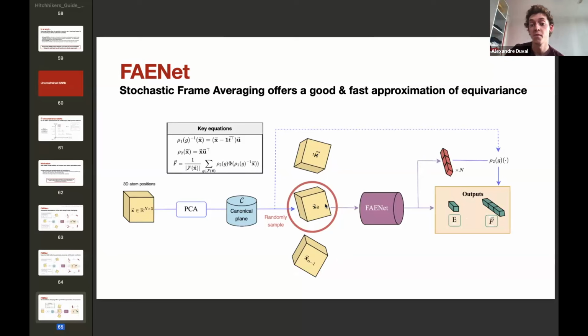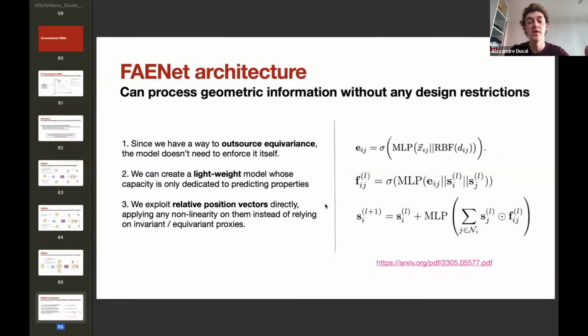Therefore, the real benefit of this method is that as you've dealt with the symmetries, or you plan to deal with them in the preprocessing step by mapping all of the Euclidean transformations to this unique canonical representation, then you can have a very lightweight and simple model that processes the relative positions between atom I and atom J directly using nonlinear functions, two-layer MLPs, thus universal approximators.